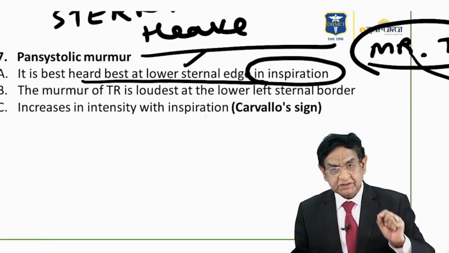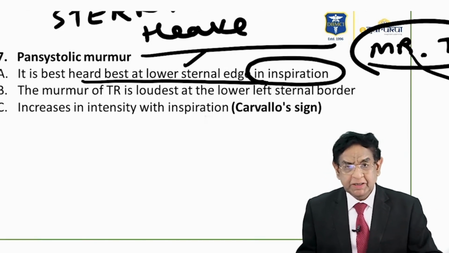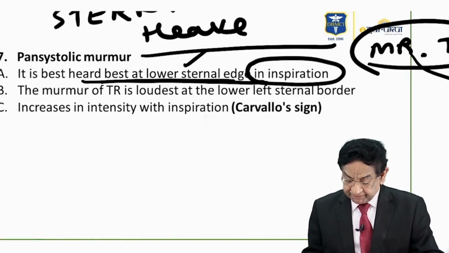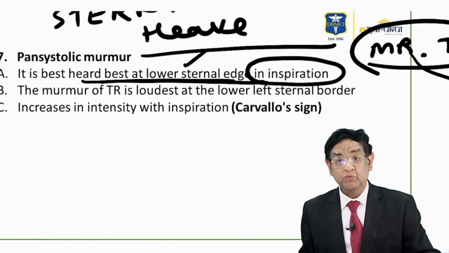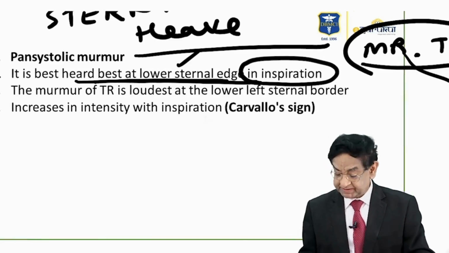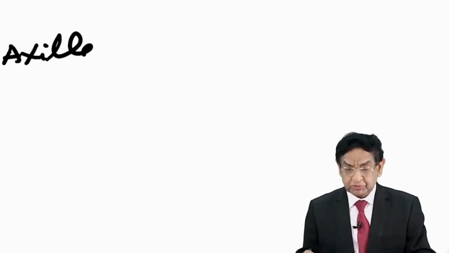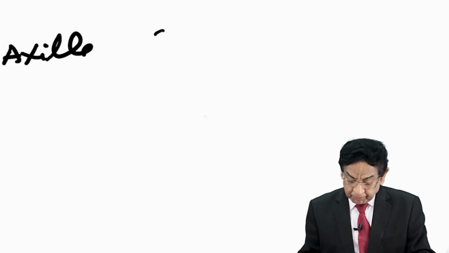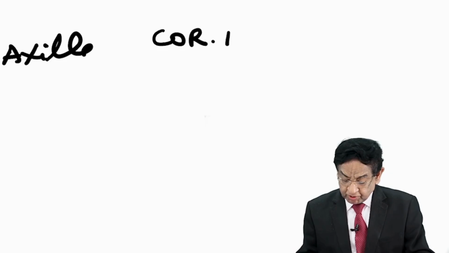But it is such an easy thing to say. In actual practice, when we are seeing the patient, the murmur may not be at the left lower sternal border. Why? It may or may not be there. Let's learn the basics. I just told you that the commonest cause is cor pulmonale. So in cor pulmonale, what happens?